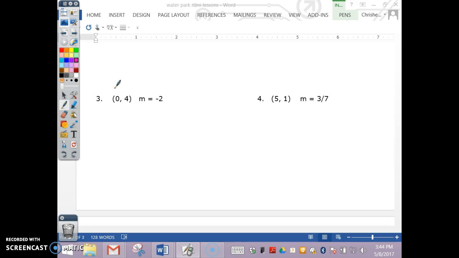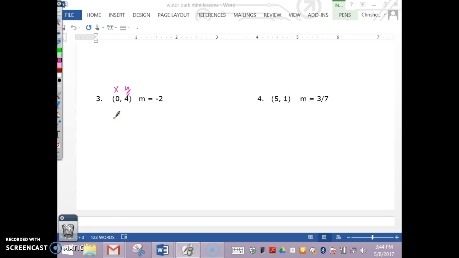Okay, here's x, here's y, there's our m. Y equals mx plus b. 0 times anything is 0, so my b is 4.